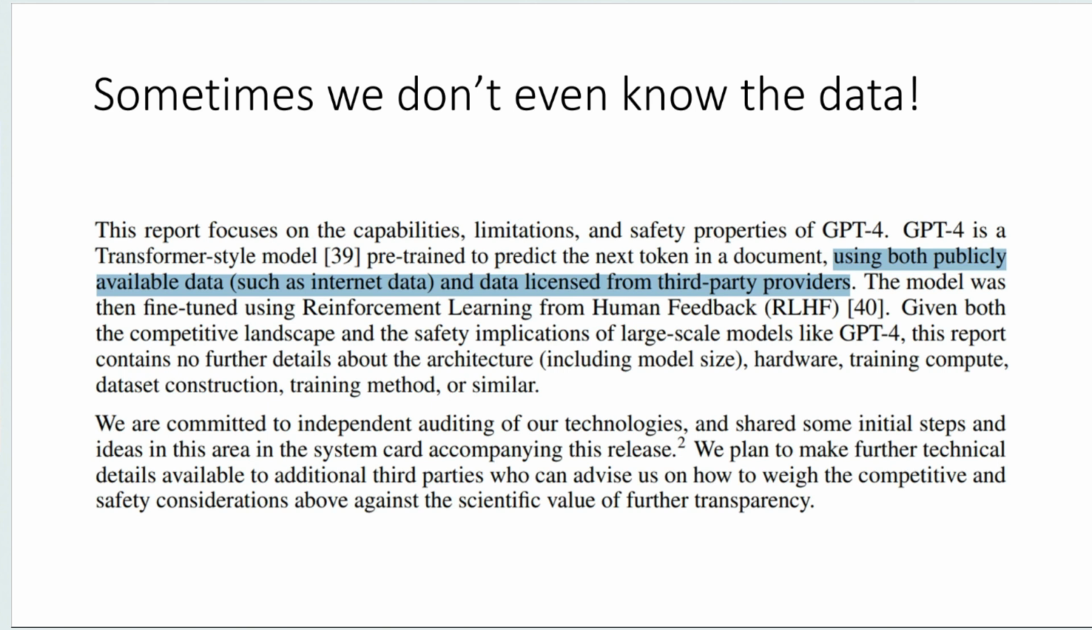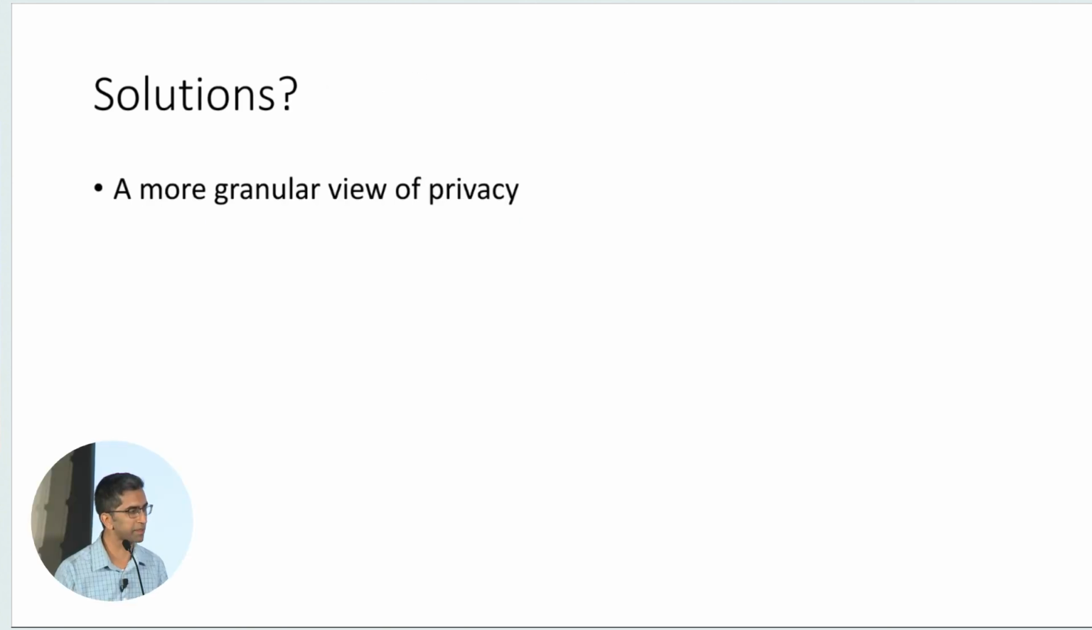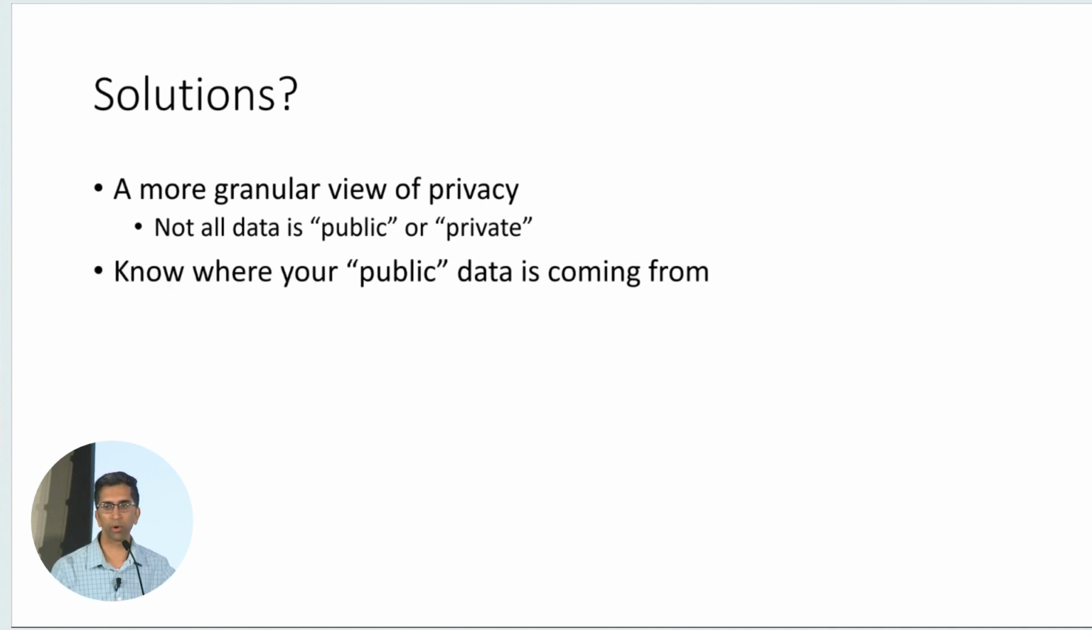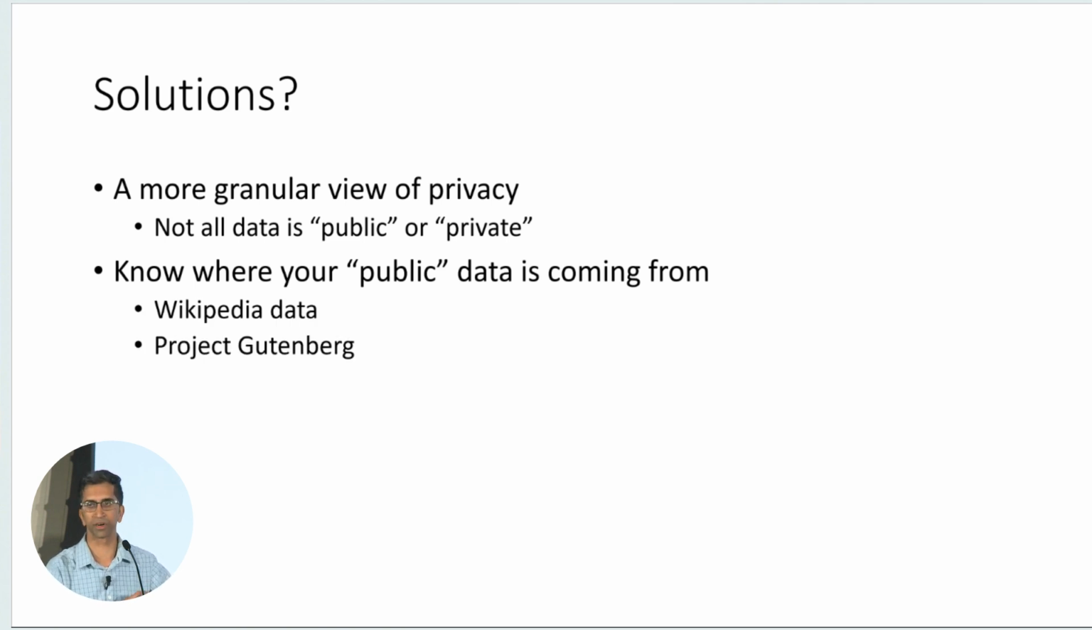So treating all of that pre-training data as public is kind of farcical, because we have no idea what's in it. So we prescribe some potential solutions, having a more granular view of privacy, saying not just treating data as public or private. It's not necessarily binary like that. And knowing where your public data is coming from. Say, if you're using things like Wikipedia data or, say, Project Gutenberg data, which is out of copyright, very old books, this might be OK to use for privacy, copyright reasons. You don't have to worry about it as much, whereas other sources may be more dangerous, say, reading Reddit comments or something.